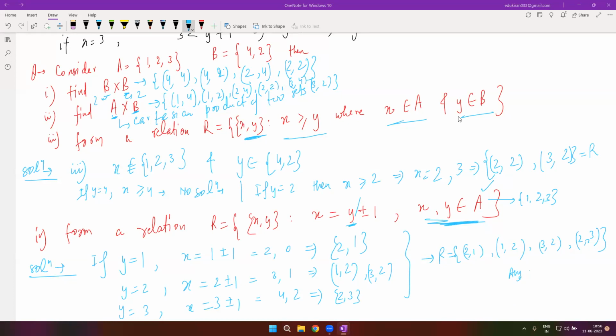But what you have to do every time is the same. Give a value of y, find out all the possible values of x, check whether they belong to the set or not, given the relationship, and find out the answers.